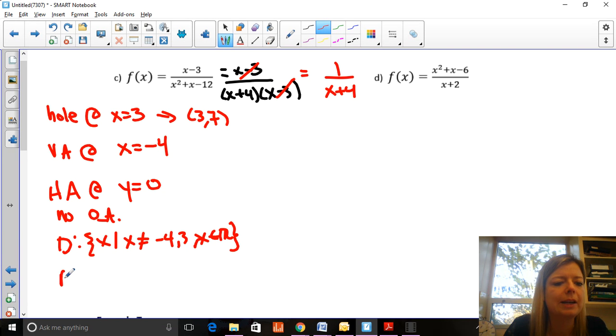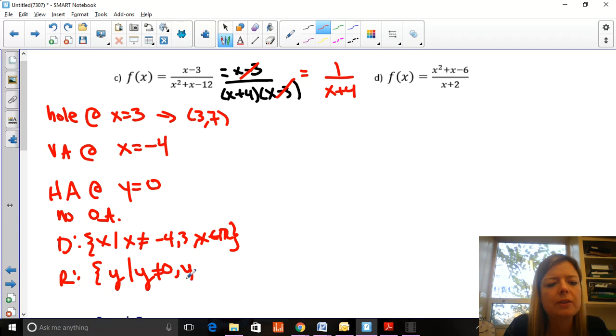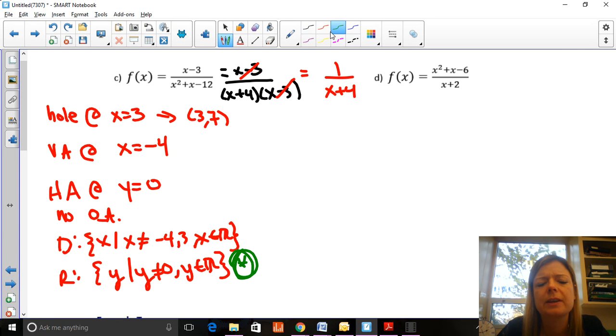is x such that x cannot equal -4 or 3, but it could be anything else. And the range is y such that y cannot equal 0. Remember that you actually have to make sure that y can't equal 0. So set your function equal to 0 and you'll see that it won't work. Don't forget to check though to make sure that you have to exclude the horizontal asymptote.